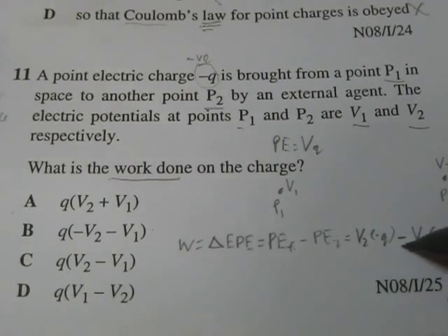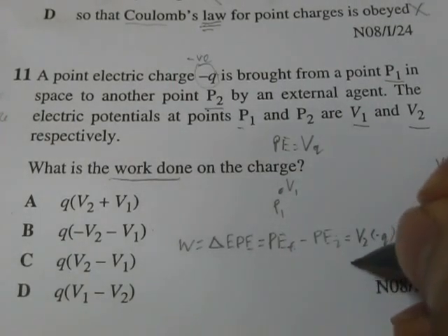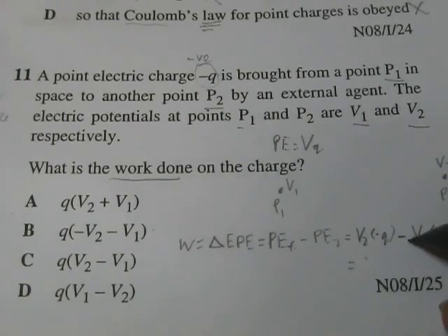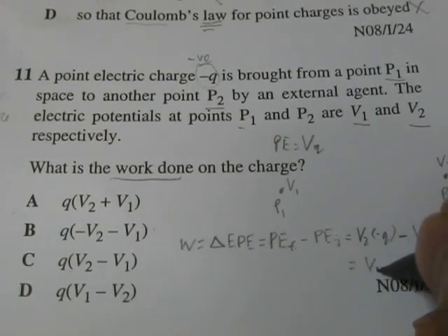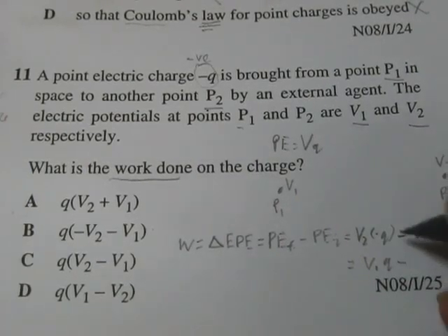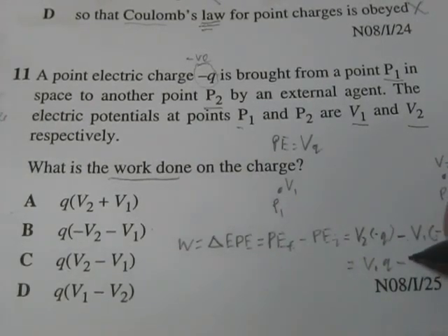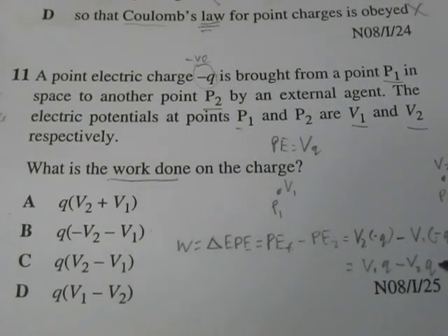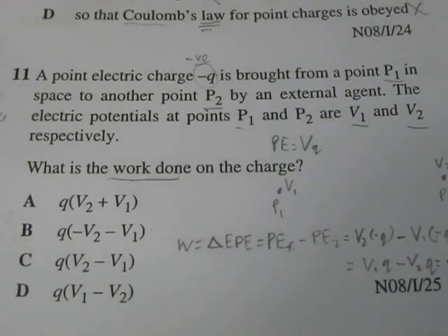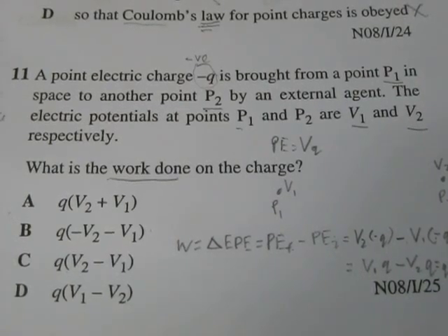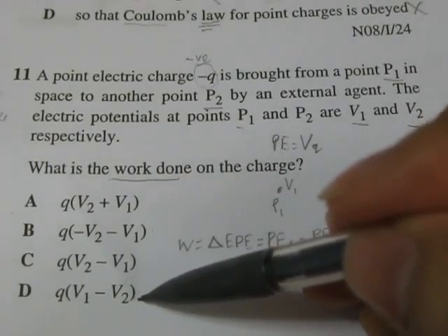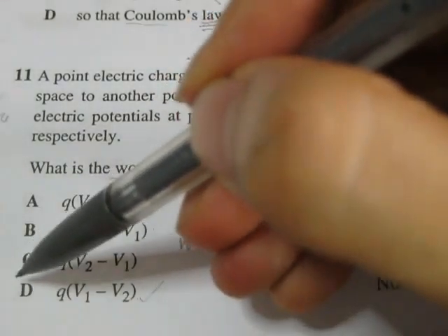Okay, notice negative becomes positive, so let me just rewrite that and bring that to the front, right? So negative will be positive V1 Q minus away, this remains a minus, V2 Q, right? I can sub out the Q and we have Q bracket V1 minus V2, and that answer looks a lot like D, so the answer must be D.